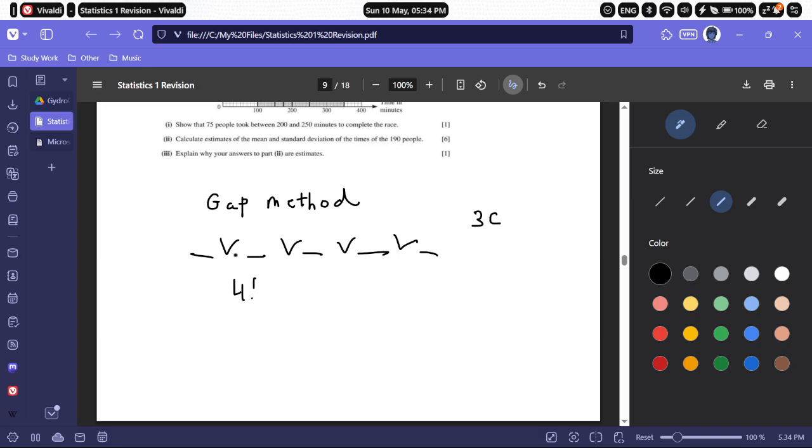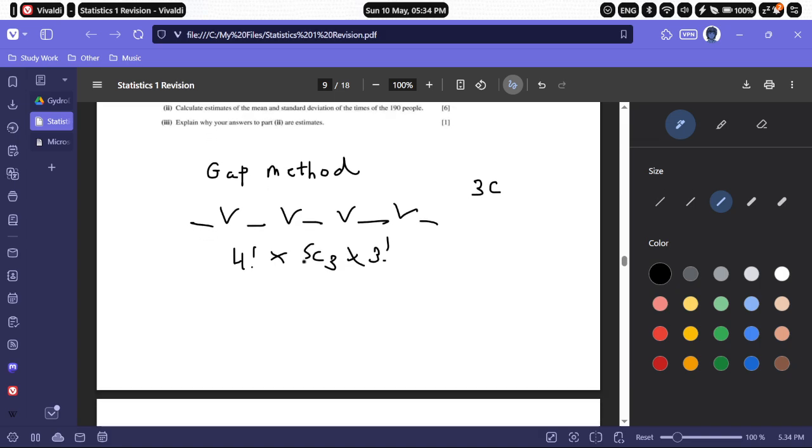So over here you have 1, 2, 3, 4, 5 gaps, right? So you have 5C3 ways of choosing those gaps, and then because you can rearrange those consonants as well, that would be 3 factorial. So that's a gap method which you need to know about.